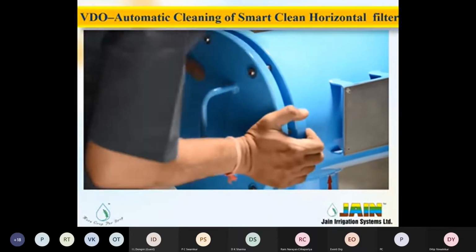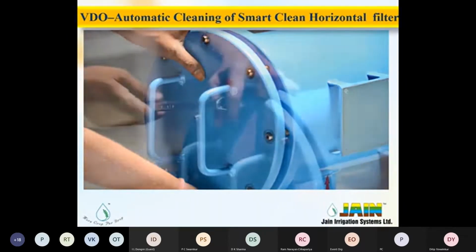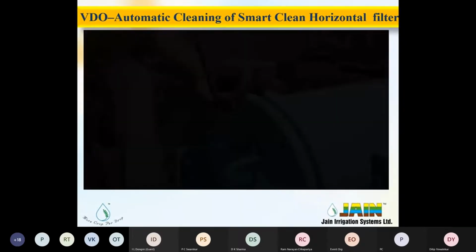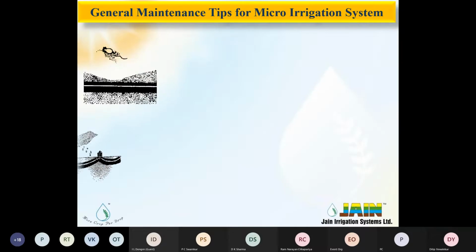See, this smart clean filter is a new advanced, new generation filtration system. So this will replace all the sand filters and other kinds of filters. There is no need to go for other kinds of filters. Only one filter can serve the purpose of all.